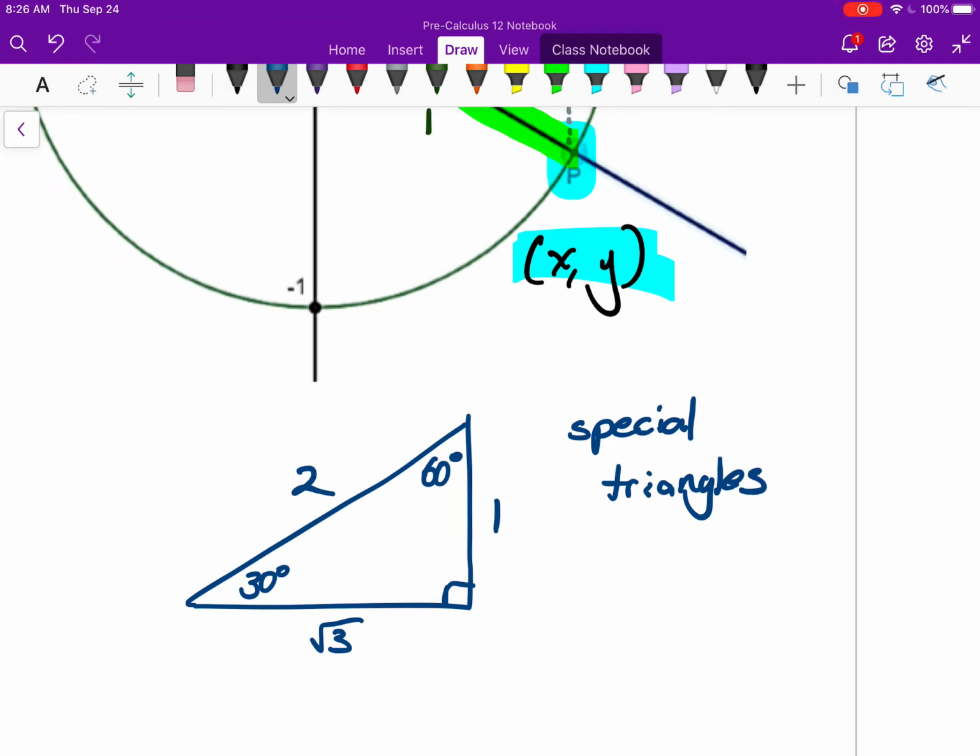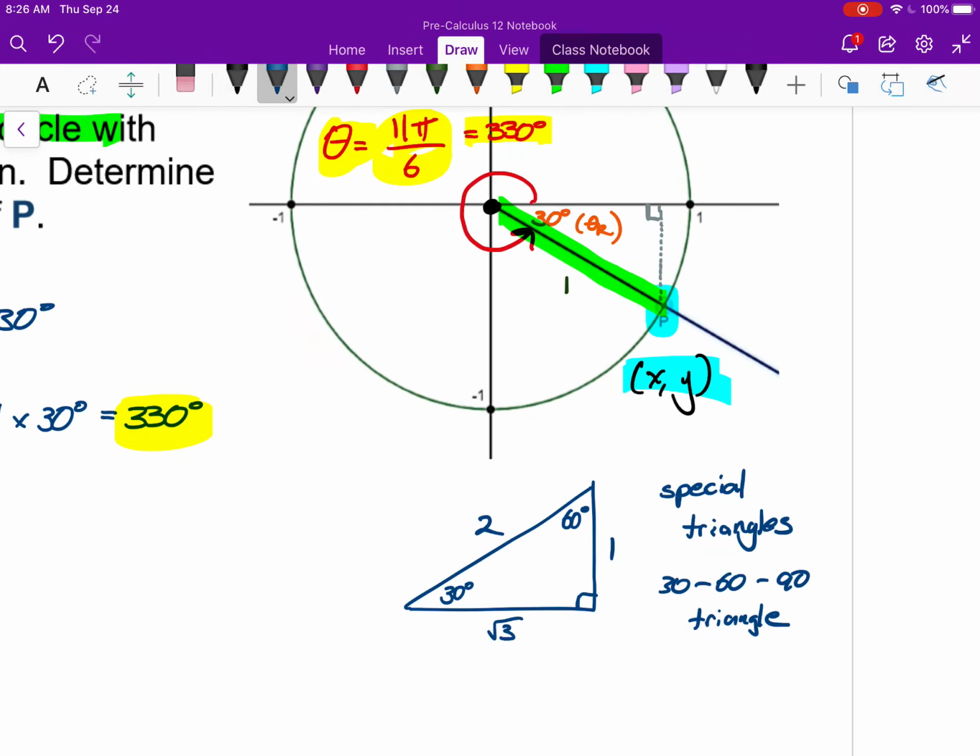That you're expected to memorize in pre-calculus 11. We call this a 30, 60, 90 triangle. But who cares what it's called? And so how is that of use to me?